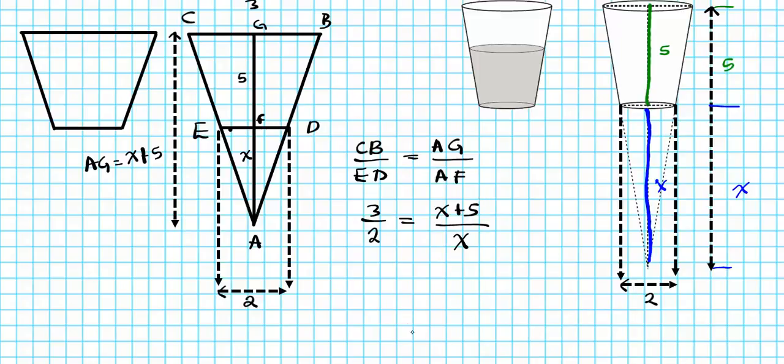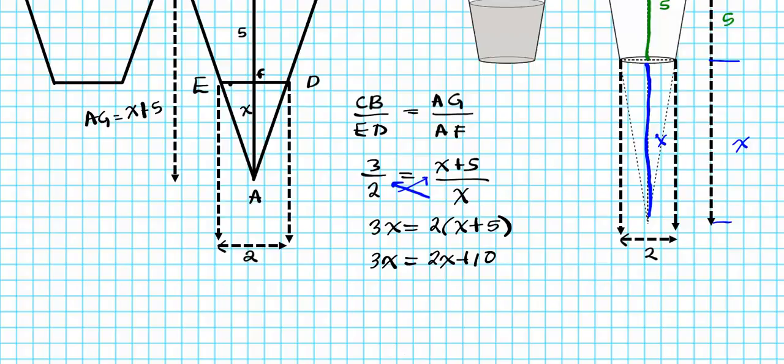If you have a proportion like this, you cross multiply: bottom left to top right, bottom right to top left. So that yields 3x equals, and don't forget, anytime you have parentheses, distribute to both terms in the parentheses, 2x plus 10. To get x isolated, you subtract 2x from both sides. And then you're left with x equals 10. Is this our answer? The answer is no.